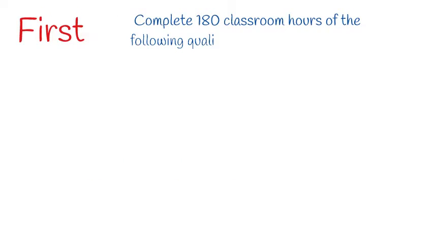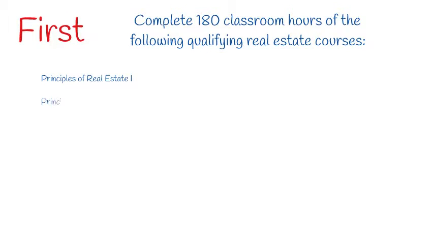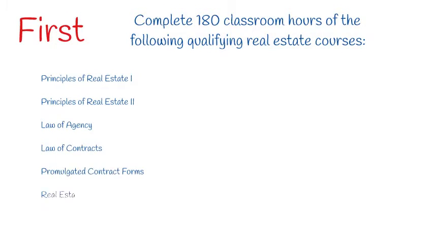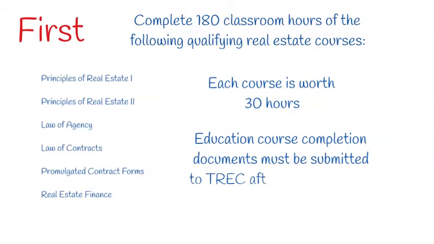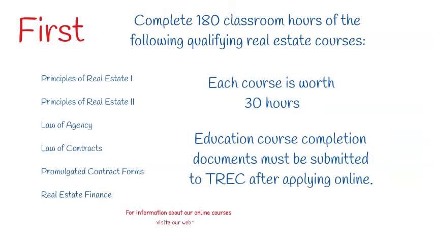First, you must complete 180 classroom hours of the following qualifying real estate courses: Principles of Real Estate 1, Principles of Real Estate 2, Law of Agency, Law of Contracts, Promulgated Contract Forms, Real Estate Finance. Each course is worth 30 hours. Education course completion documents must be submitted to TREC after applying online.